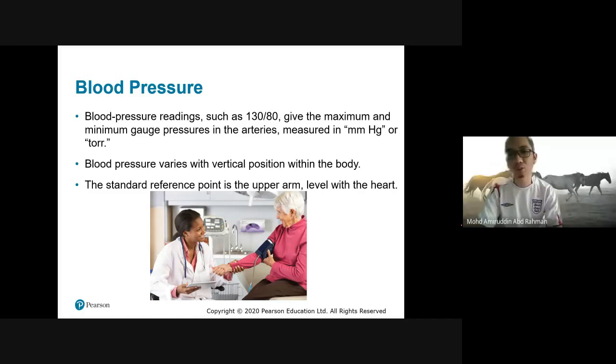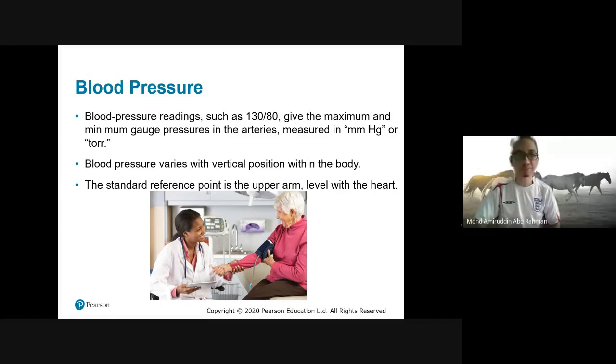If you have the tool, you can try to measure your blood pressure. If you are not sitting up, or when you lie down on your back, or you put your hands up, try and measure your blood pressure. It will be different, because remember one principle: pressure is always related to the height.